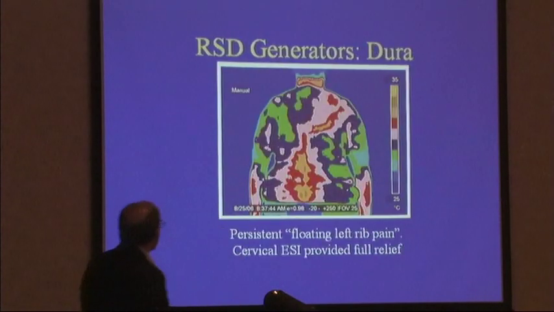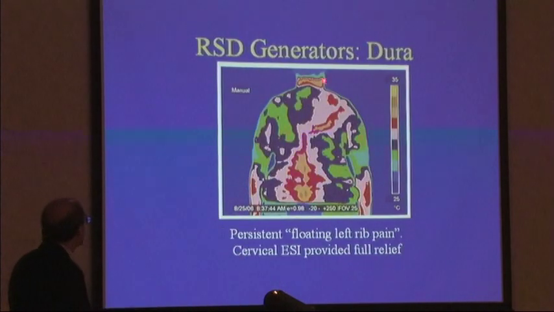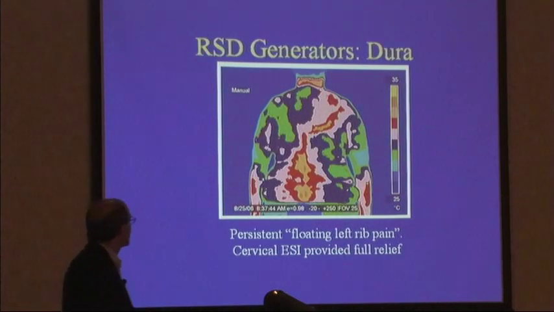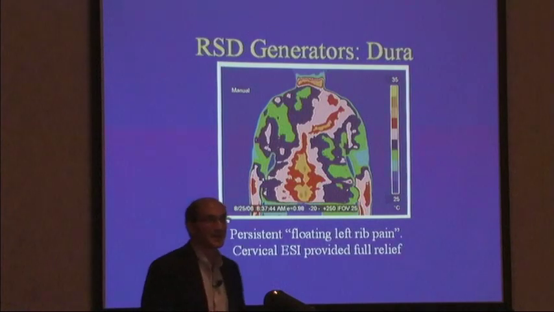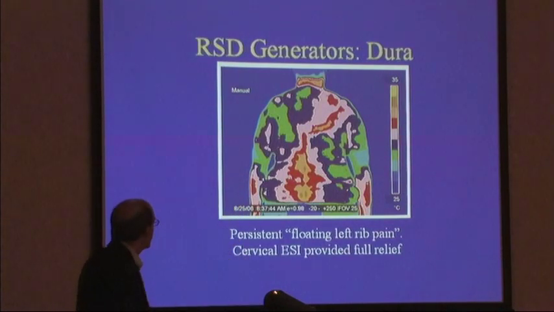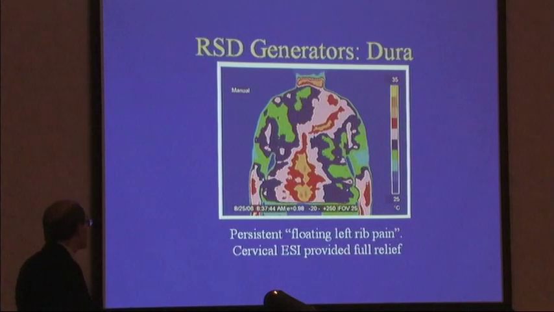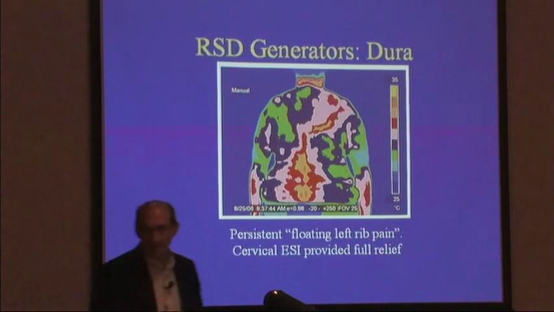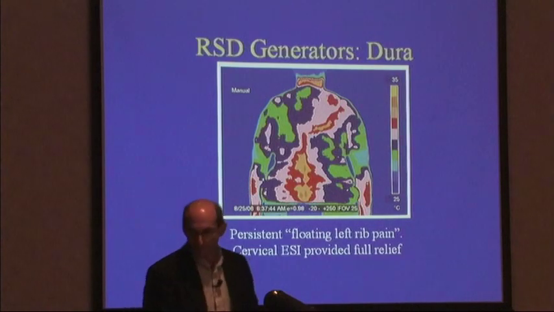This is what I would call a classic distribution of dural pain, the dura itself. As I've coined the word, I think Dr. Schambach and I were talking about duropathies. The dura itself is C fiber mediated. This person had been diagnosed with persistent floating left rib pain, and it was a cervical epidural that brought them relief.